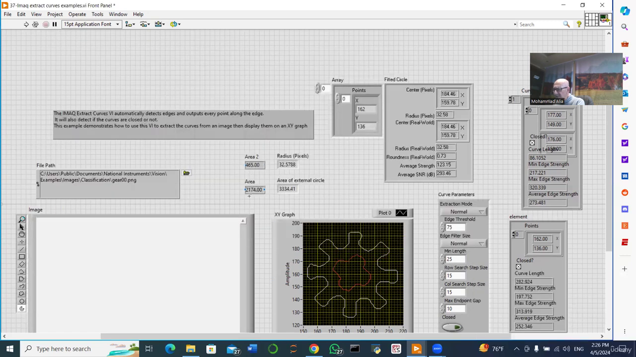Area of the external is about 2,174, and the other one inside it is 465. Of course, you can subtract them and find the difference. Programmatically, you can do that.